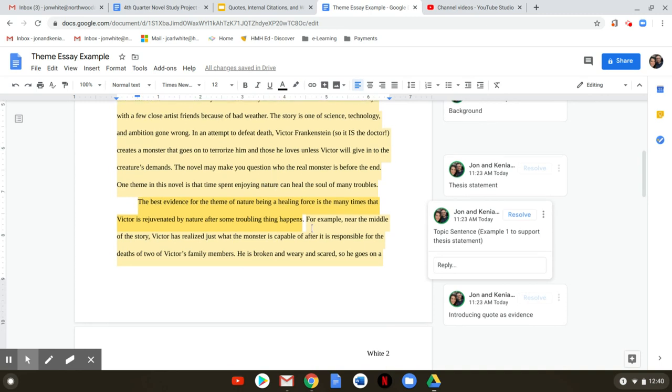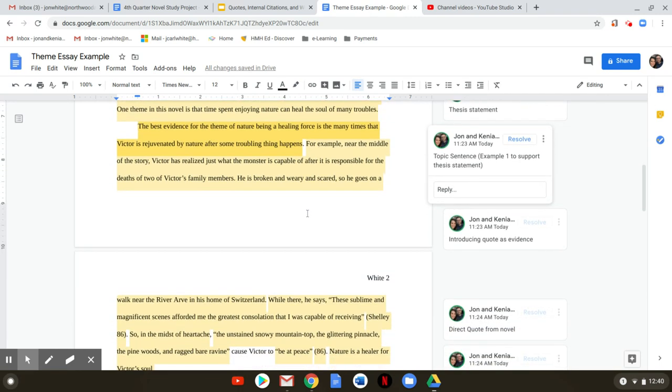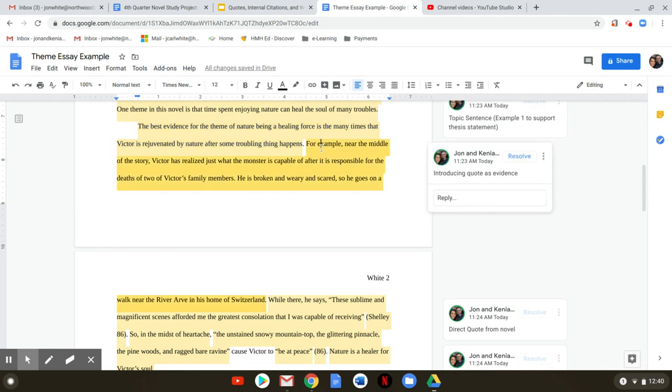So let's go on to say what this body paragraph will include. That was the topic sentence. It just tells the reader, here's what this paragraph is about. And then we need evidence. Okay? Introducing a quote as evidence.